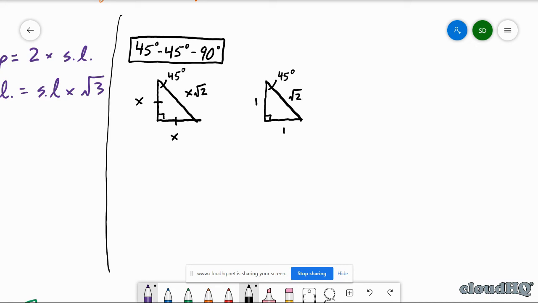Or if we just wanted a rule, what do I do to the leg to get the hypotenuse? If I want to go from 1 to square root of 2, what do I actually do? Multiply, yeah. If we look at it this way, we have x for a leg, and this is x times square root of 2. So we just took the leg, and we multiplied it by the square root of 2. So there's like a rule or a formula you could follow.